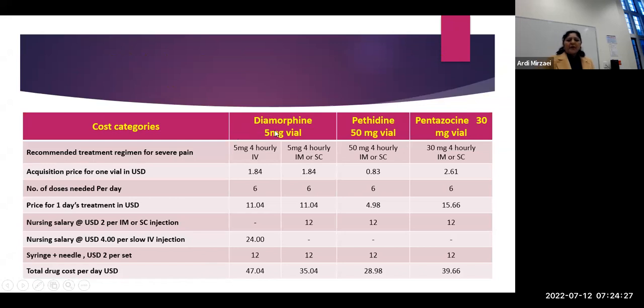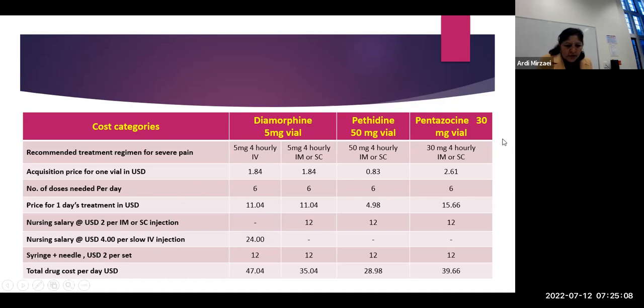Just have a look. So you have diamorphin, a 5 milligram vial, you have pethidine, as well as pentazocine. So now what are the various costs? The recommended treatment regimen is given here, 5 milligrams 4-hourly IM or SC. The acquisition price is given for all, the number of doses needed per day is also given, and the price for 1-day treatment is given. Then the nursing salary for slow injection, syringe plus needle, and so on.